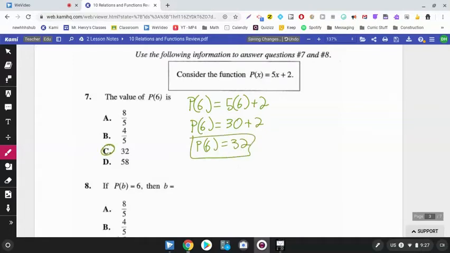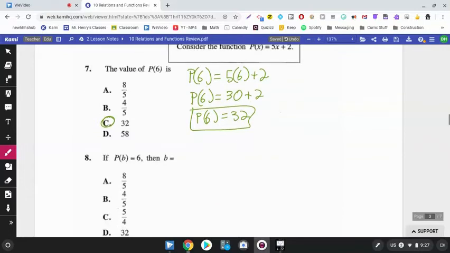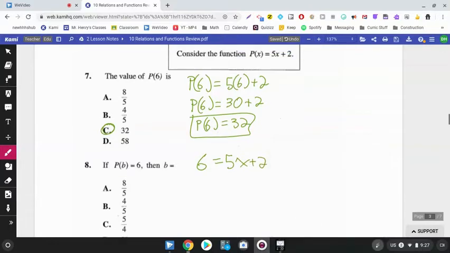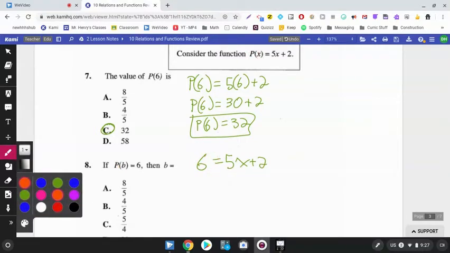The other option is, okay, what if I gave you the output? It's saying, hey, p of something is equal to 6. What was that something? So in this case, what it's giving me is p of x. It gave me the output, so I replaced the p of x. They call it p of b, but it's the same thing, with 6, and now I solve algebraically. I would say subtract 2 from both sides. You get 4 equals 5x.